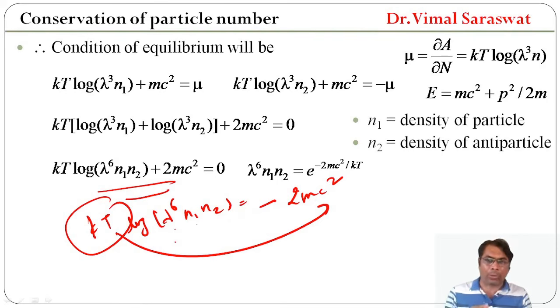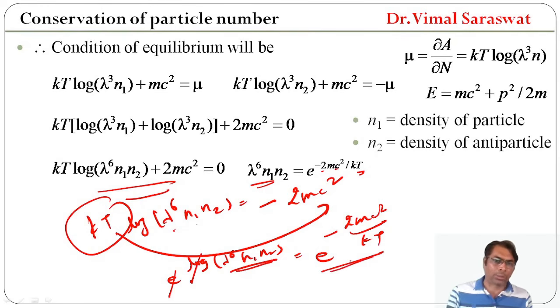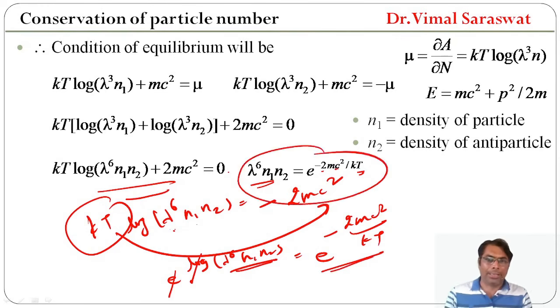Now we take exponential on other side. So exponential log of lambda raised to 6 n1 n2 equal to lambda raised to 6 n1 n2. So lambda raised to 6 n1 n2 equal to exponential minus 2 mc square upon kT. Because if we take exponential, then e raised to log of lambda raised to 6 n1 n2 is equal to e raised to minus twice mc square upon kT. And exponential and log will be cancelled out. So lambda raised to 6 n1 n2 equal to exponential minus 2 mc square upon kT, which is written here.